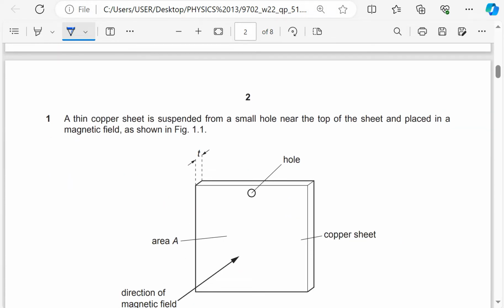So question number 1, a thin copper sheet is suspended from a small hole. We need something to suspend this. So what will I use? I could use a wooden rod or a metallic rod through this hole. So I'm going to put in a wooden rod through this hole to suspend it. But of course this wooden rod is going to be clamped. I'll try to clamp this.